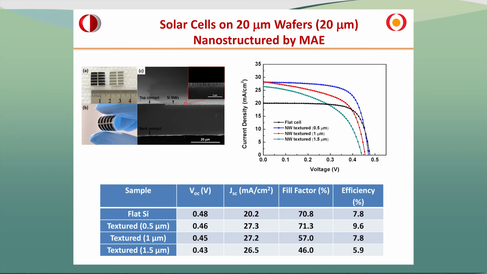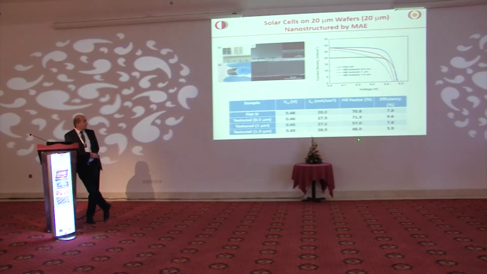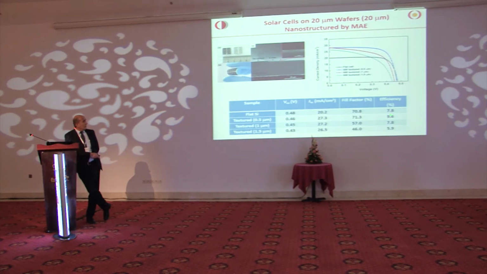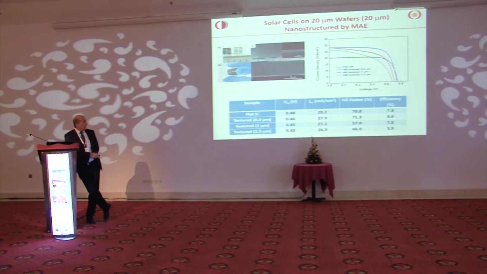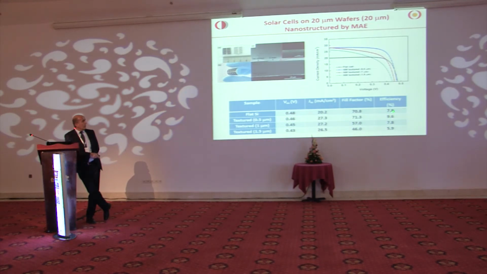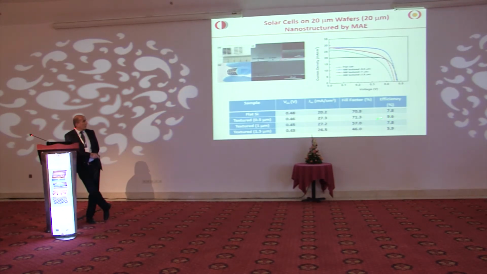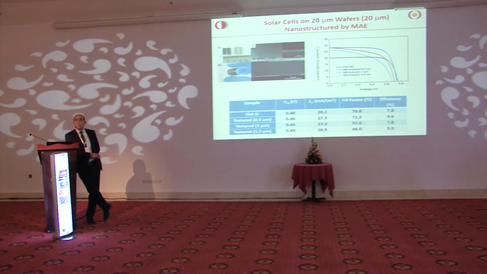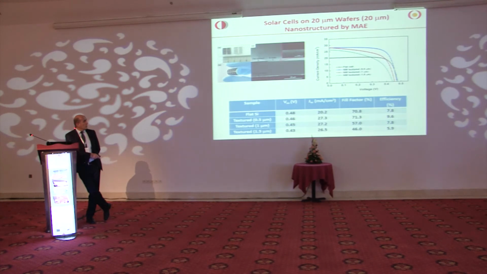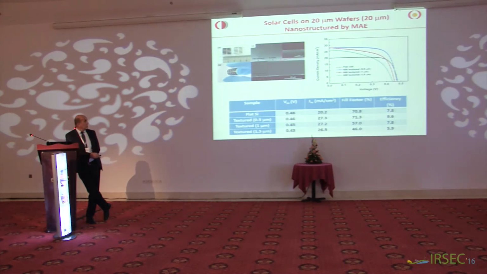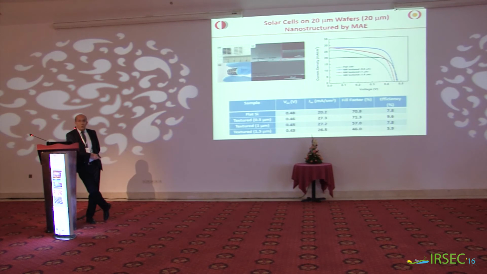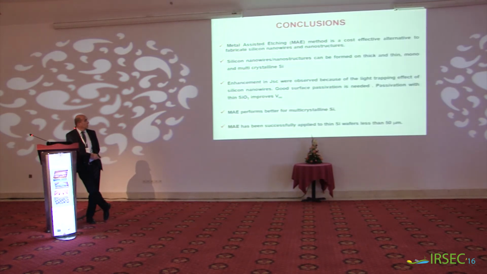So we get higher short circuit current. The efficiencies are generally low. I should admit this. However, we see that we can obtain a significant improvement in the efficiency compared to the flat sample for a certain length of nanowire. So this can be optimized. This is still ongoing; we are still working on this. Some of the results have been submitted for publication, so I hope that will appear soon in the literature.